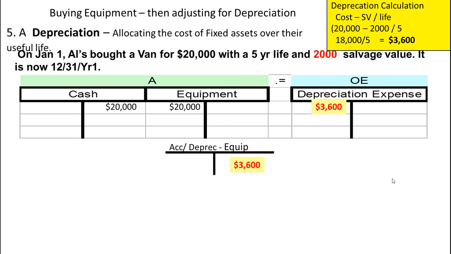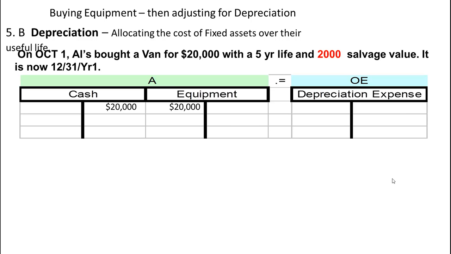And then let's look at a third twist, which is, in the real world, you don't buy equipment all the time on January the 1st. You buy equipment throughout the year as you need it. So if we bought the equipment on October the 1st, how would we make this entry? Well, and still have a $2,000 salvage value. So this is a partial year depreciation, and it's also doing it with salvage value. So let's do the calculation now.